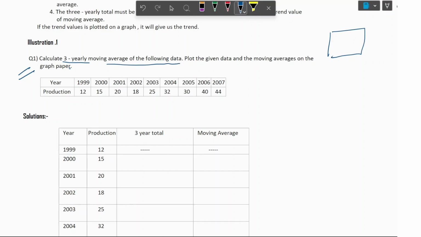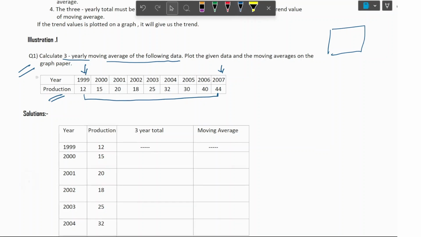Now read the question. What is given in the question? It is given the years from 1999 to 2007, and it is a production. The values are given. That means the statistical data is recorded from the year 1999 to 2007. According to this, you need to calculate the 3-yearly moving average of the following data.